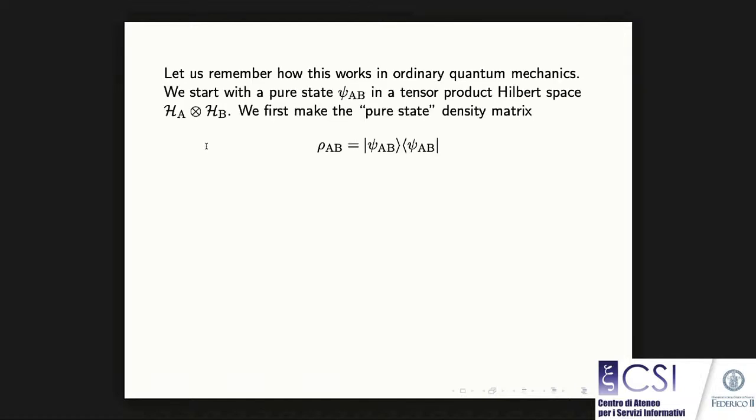I just want to go over a little bit how this works in ordinary quantum mechanics. Suppose you have a system with two parts A and B. They have respective Hilbert spaces HA and HB. In quantum mechanics, the Hilbert space of a combined system is the tensor product HA tensor HB. Suppose we start with a pure state psi AB in this tensor product Hilbert space. From a pure state, we can make the pure state density matrix, which is just the projection operator onto psi AB.